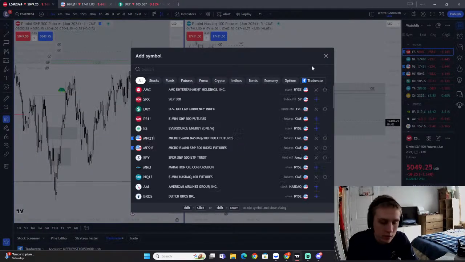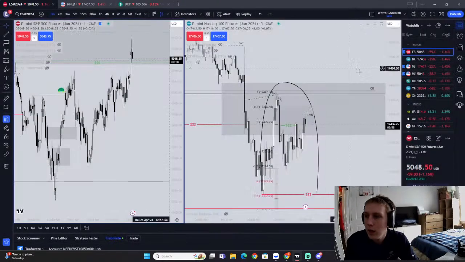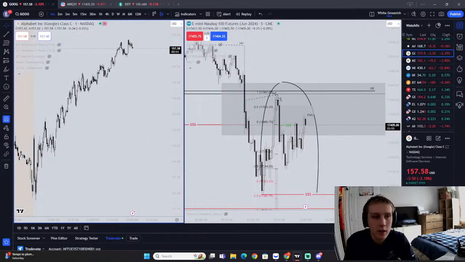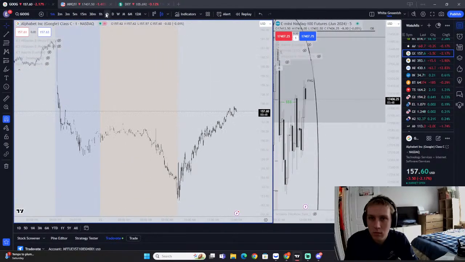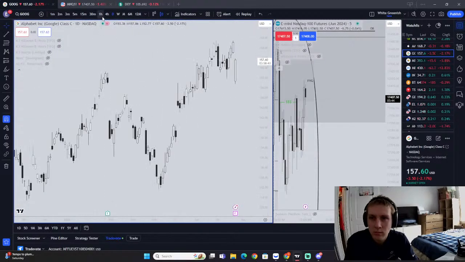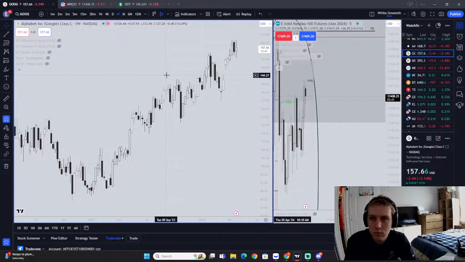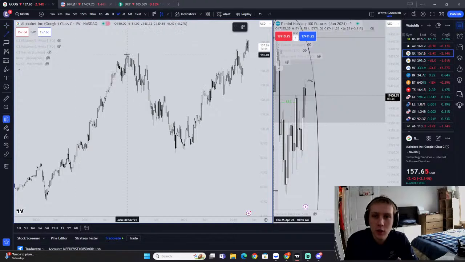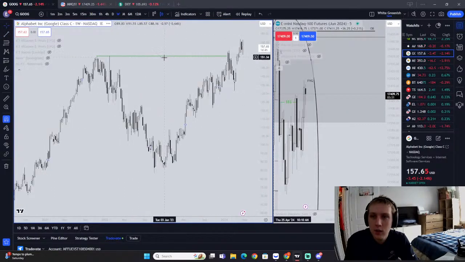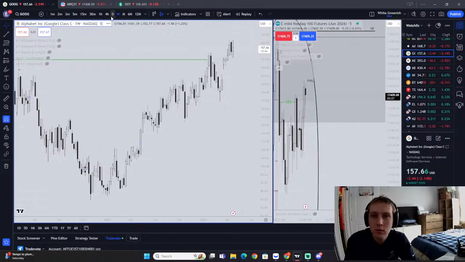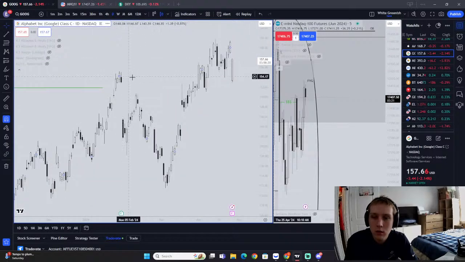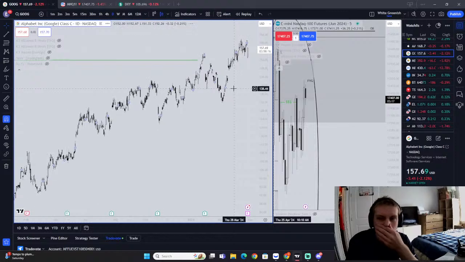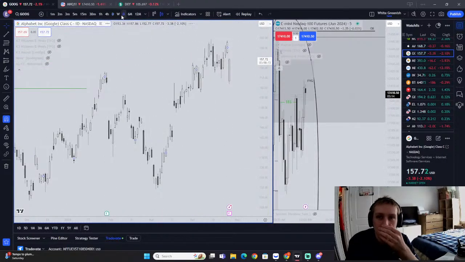Let's look at Google. Oh, I already have Google and Microsoft. Just by looking at this chart, I don't think there's any way that we don't. Like, we have to. I doubt we gap up here on Google. I don't know too much about stocks, though.